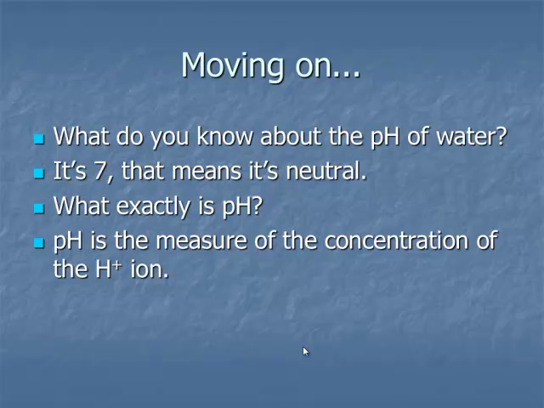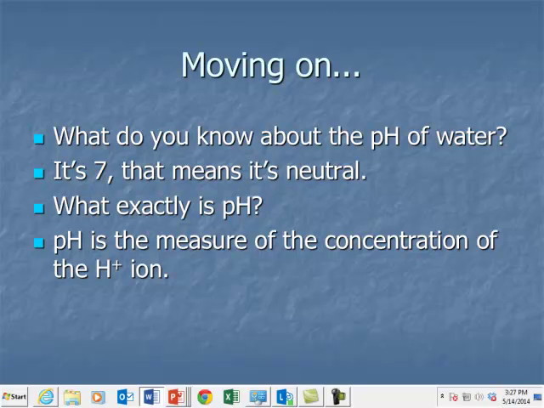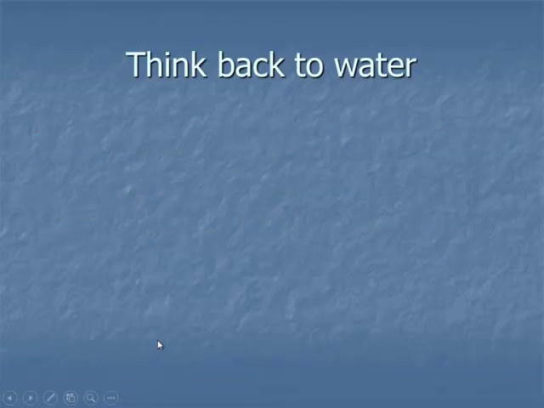So then, what exactly is pH? pH is a measurement of the concentration, technically, of the hydrogen ion. By the way, in case you didn't know, another name for the hydrogen ion is the hydronium ion. Okay, so now that's some new vocabulary for you. And that's where we get our pH scale, by looking at and reflecting on water.